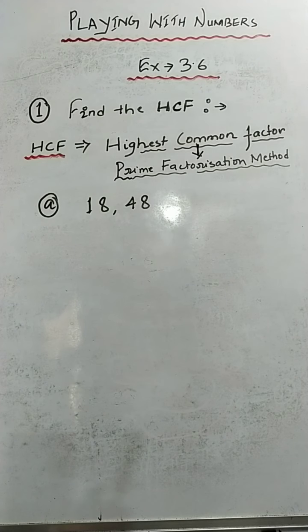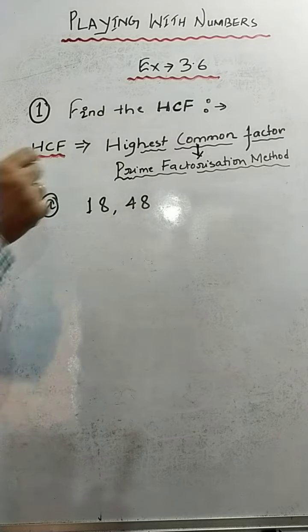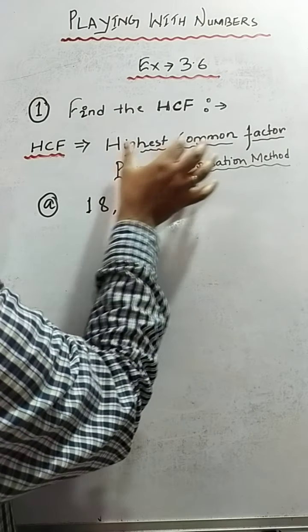Hello students. Now in this session I will start a new exercise, that is exercise 3.3, chapter Playing with Numbers. Today I will explain only question number 1 as we have 10 sums there. Fine. So what we have to do in question number 1? We have to find the HCF. Fine. So what is HCF? HCF is highest common factor.